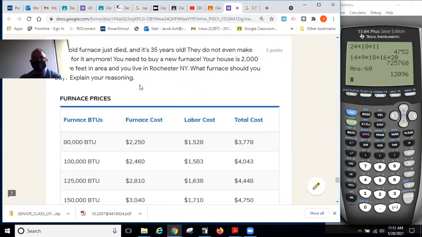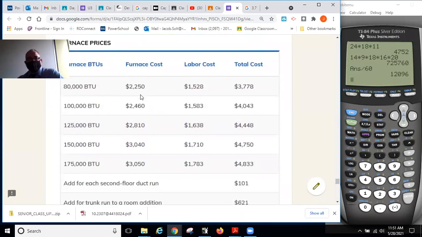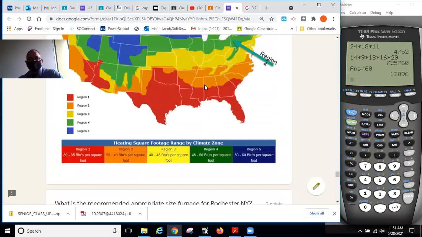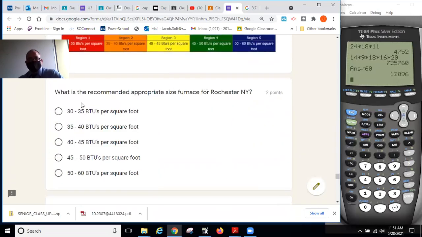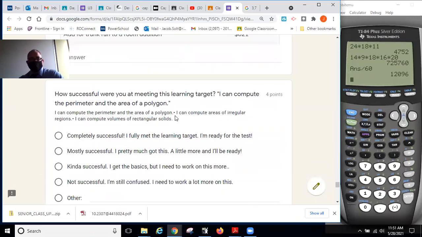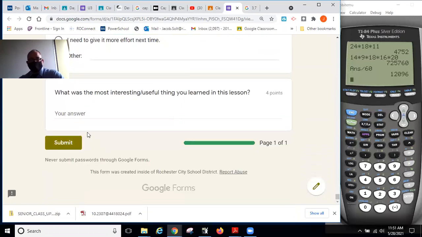All right, and then your furnace just died. It's 35 years old. They don't even make parts for it anymore. You need to buy a new furnace. Your house is 2,000 square feet in area. You live in Rochester, of course. What furnace should you buy? You're going to calculate that based on your answer to this question over here. The answer you get will determine how big a furnace you should buy and what it will cost you. Then you'll answer the learning reflection questions and submit, clicking that little submit button, and then you'll be done.